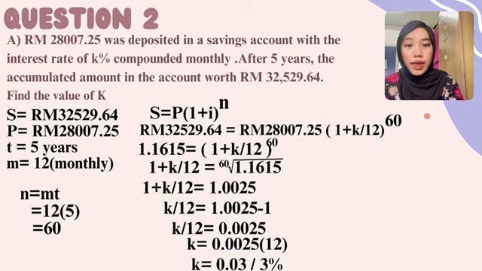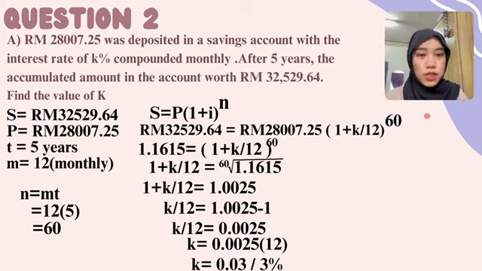From the details, S is equal to 32,529 ringgit and 64 cents. P equals 2,807 ringgit and 25 cents. T equals 5 years. M equals 12, referring to the formula of M. This question needs you to use N equals MT and S equals P times (1 plus I) to the power of N.